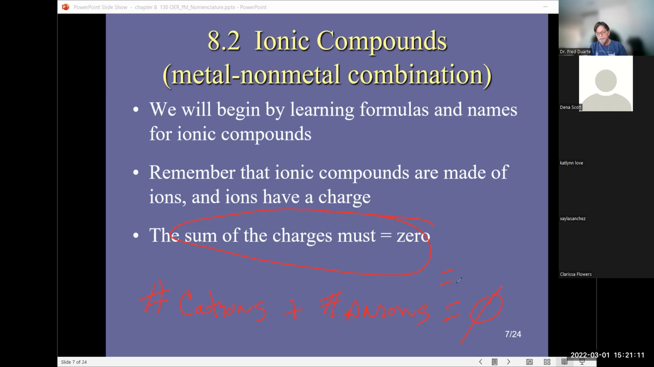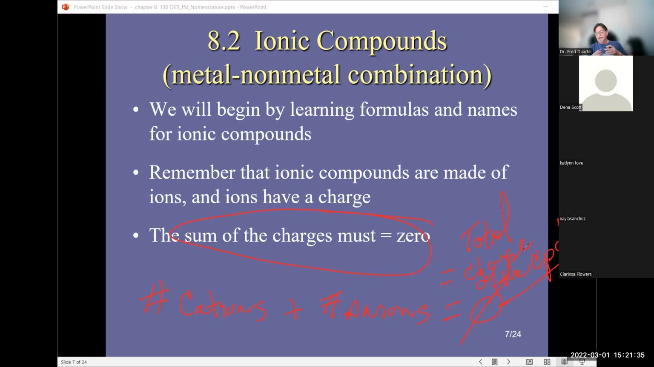And so instead of adding 0, I would just add the total charge of the compound, because the total charge could be 0, or it could be like the polyatomic ion, a -2.